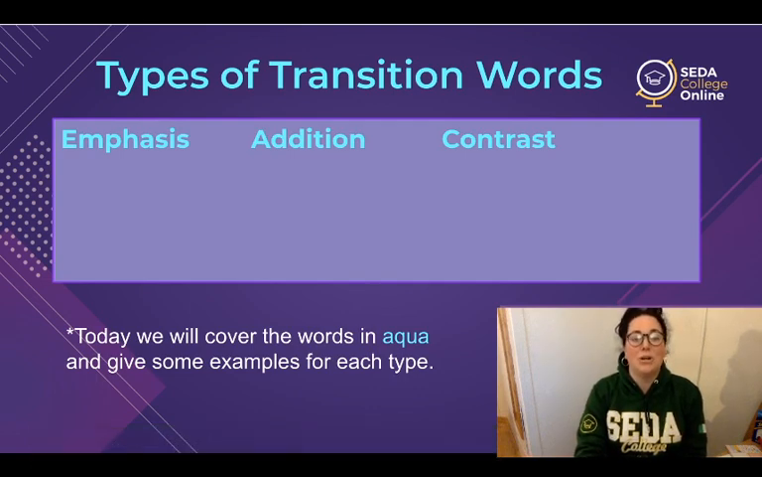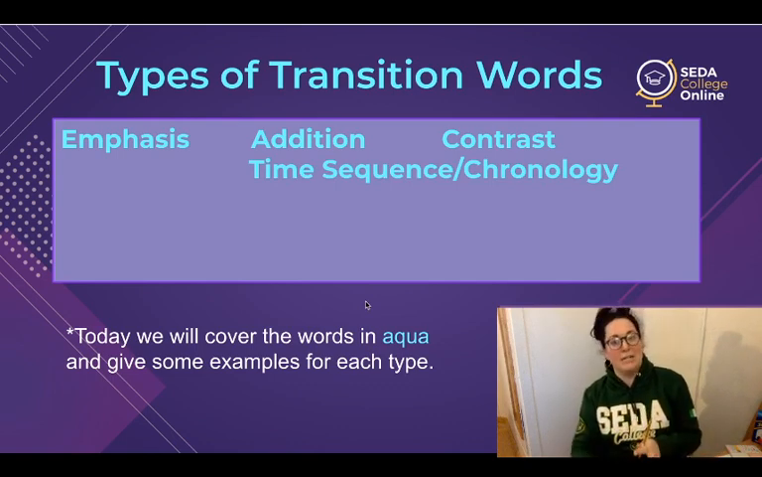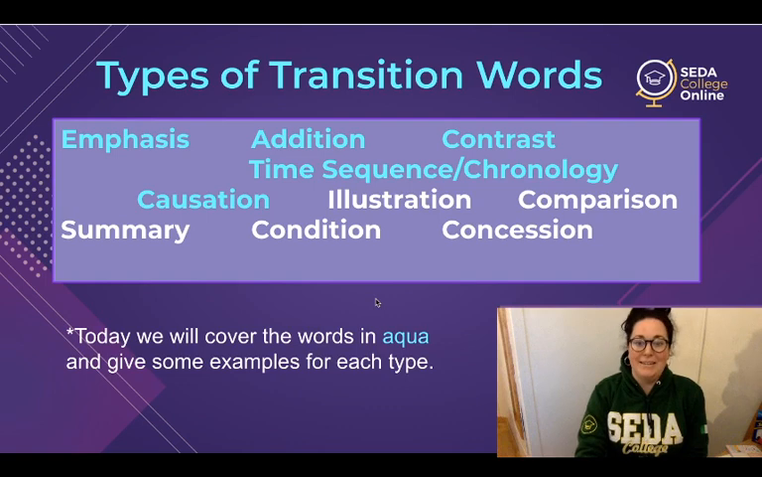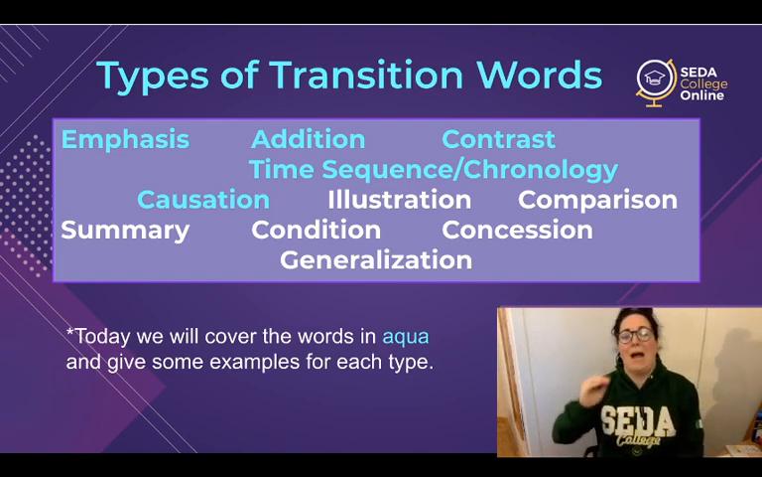We're going to start with words that are there for emphasis. Then we're going to words that are there for addition, then contrast, then time sequence or chronology, causation, illustration, comparison, summary, condition, concession, and generalization. So those are the categories that I've broken these transition words down into.